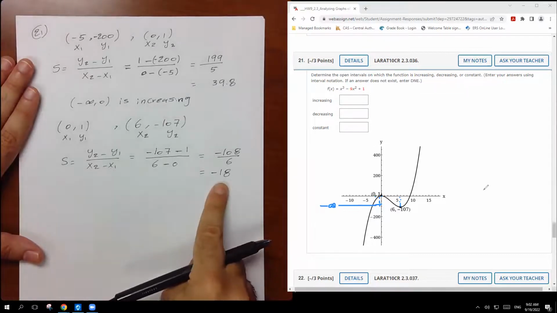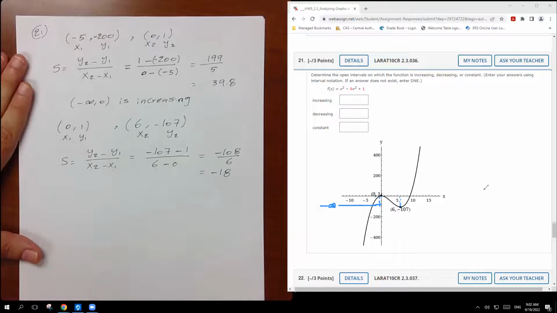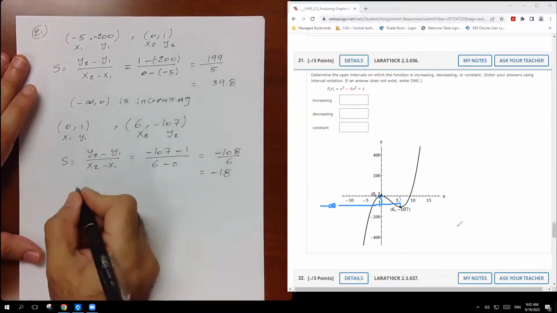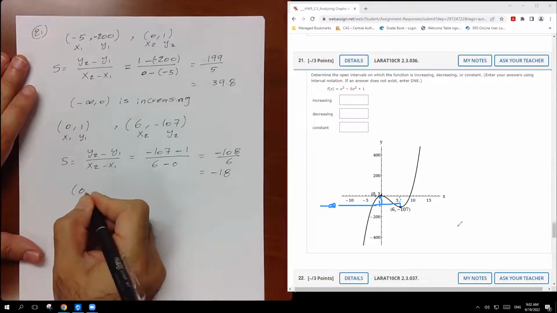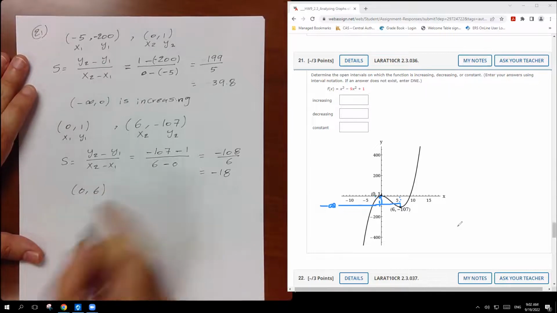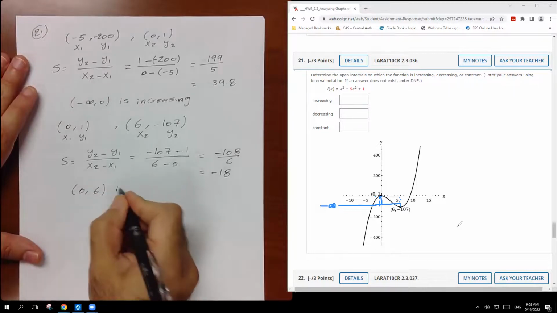It's negative, that means decreasing. How am I going to write down the solution? Just the x coordinate. So from the point 0, which is this one, to the point x equals 6. So I'm going to say from 0 to 6, just the x coordinate, the graph is decreasing.